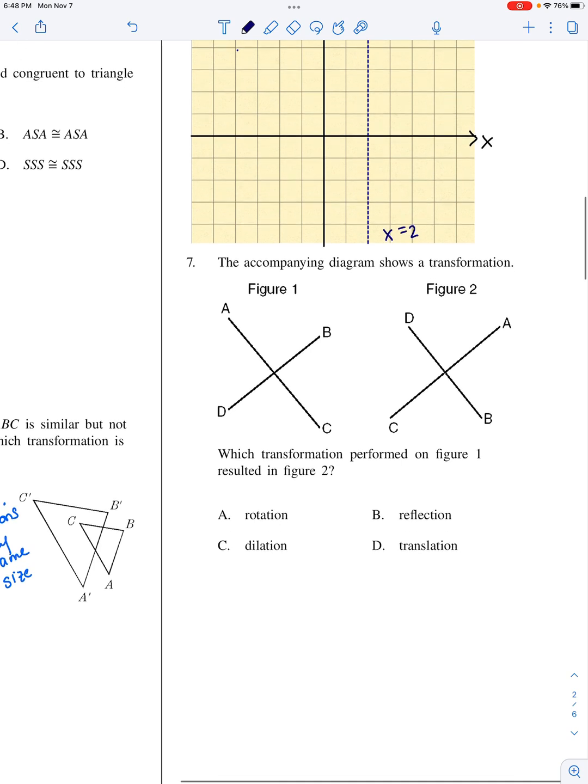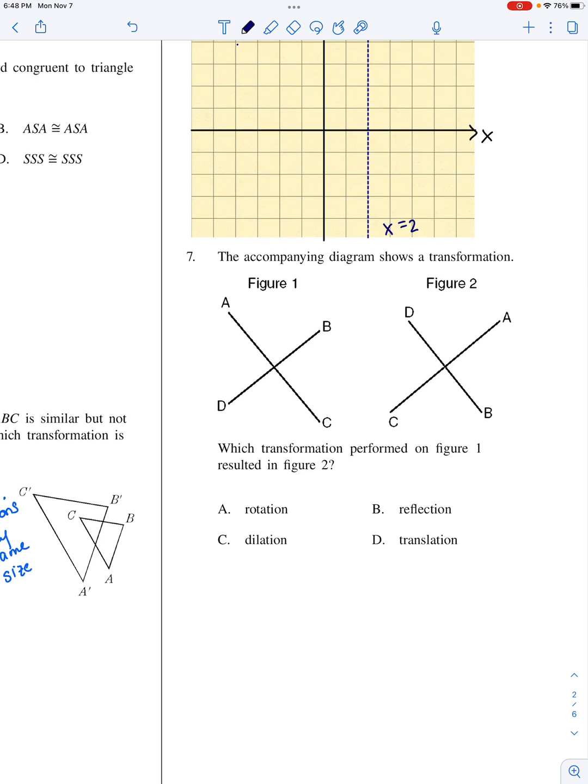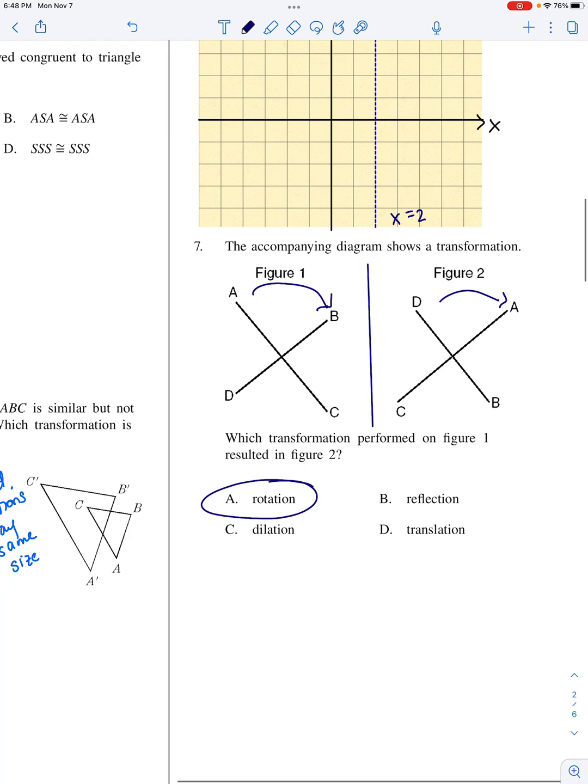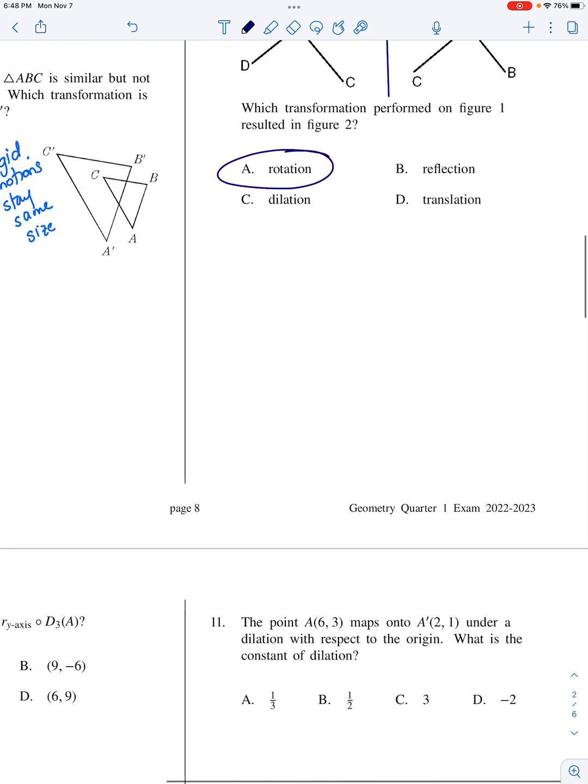Number 7 asks which transformation. Even though the letters look like they're swapped on the right side, it's not a reflection, because if it was a reflection, then the other B would be here, but it's not. So it's not a reflection, it must be a rotation, because if you rotate A, B, C, D to the right, it would end up on this figure. So this is a rotation. Dilation would have to change size. A translation would just move. But since the letters switched, it had to be a reflection or a rotation, but it can't be a reflection because then the letters would be in a different spot.